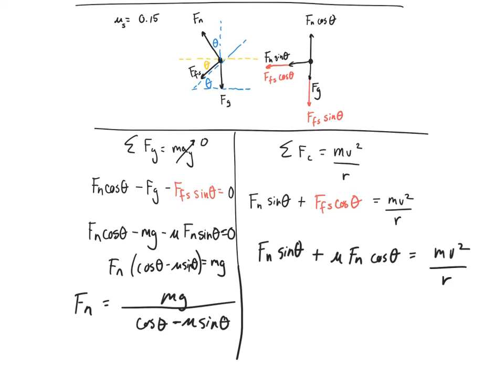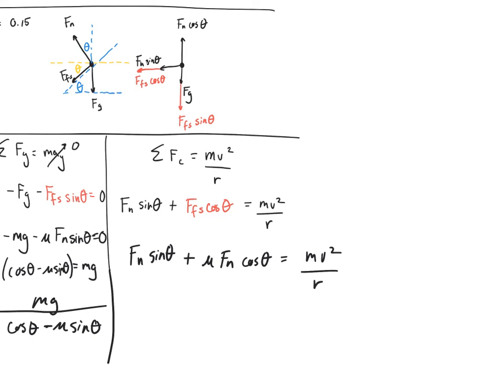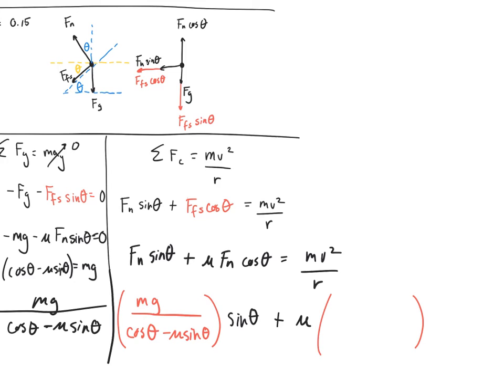All right, so this becomes, and this is going to get really messy, so just bear with me. This becomes the following. I'll show the substitution in red. Mg over cosine theta minus mu sine theta, times sine theta, plus mu times that same thing again, times cosine theta, equals mv squared over r. Again, I'm just replacing Fn in red in both spots.